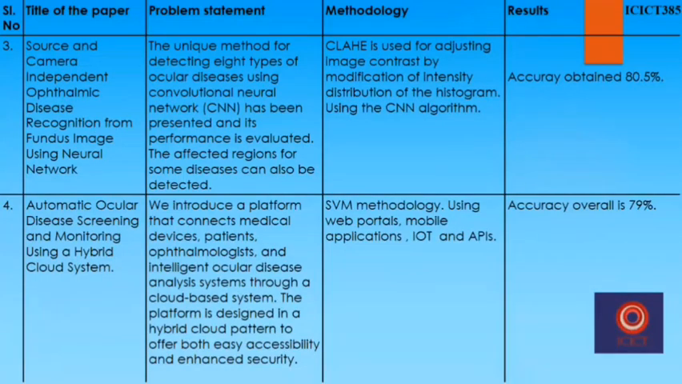The next paper is Automatic Ocular Disease Screening and Monitoring Using Hybrid Cloud System, where the methodology used is SVM. In this SVM methodology, they are also using web portals, mobile applications, IoT and APIs, where the result obtained is 79%.